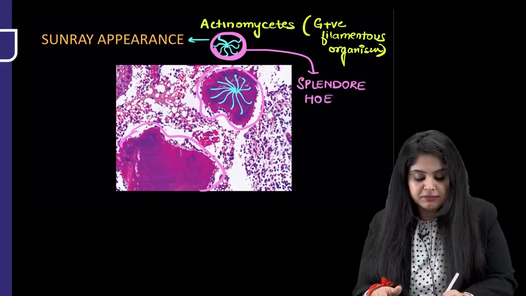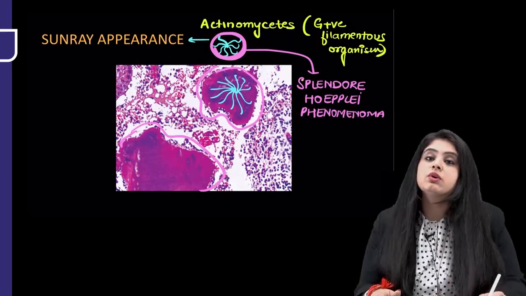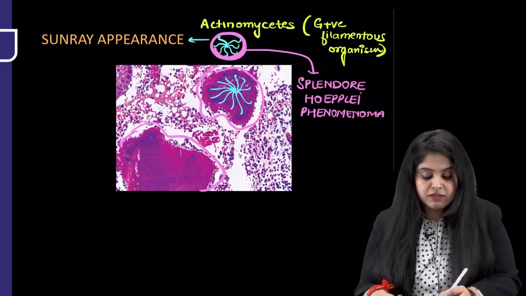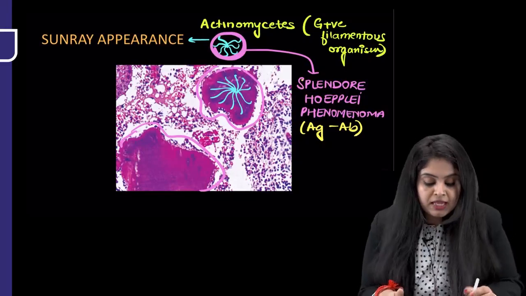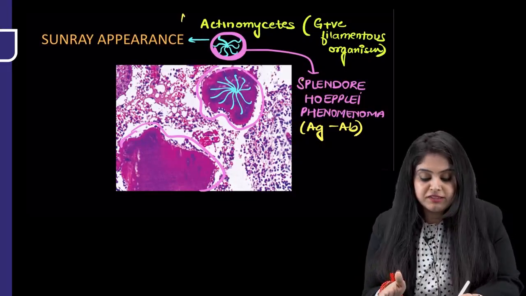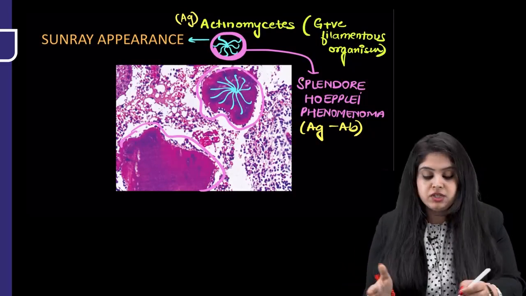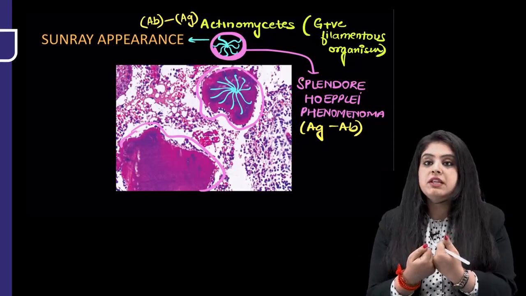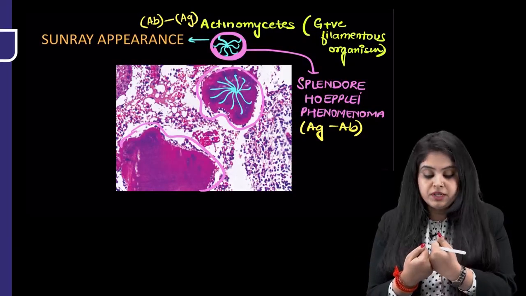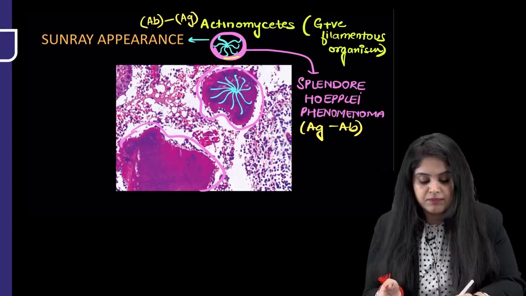This is referred to as the Splendor-Hopley phenomenon. And please remember over here that there are a lot of theories given behind what is Splendor-Hopley phenomenon, but I'll tell you the one that is most accepted, and that is the antigen-antibody reaction. So please remember that we consider that actinomyces is an antigen, just like any other bacteria, virus, fungus. Every organism has an antigen, and if every organism has an antigen, you will make an antibody against it. So basically, it's the combination of this antigen and antibody that is happening over here. In other words, this pinkish layer is nothing but the famous antigen-antibody reaction.